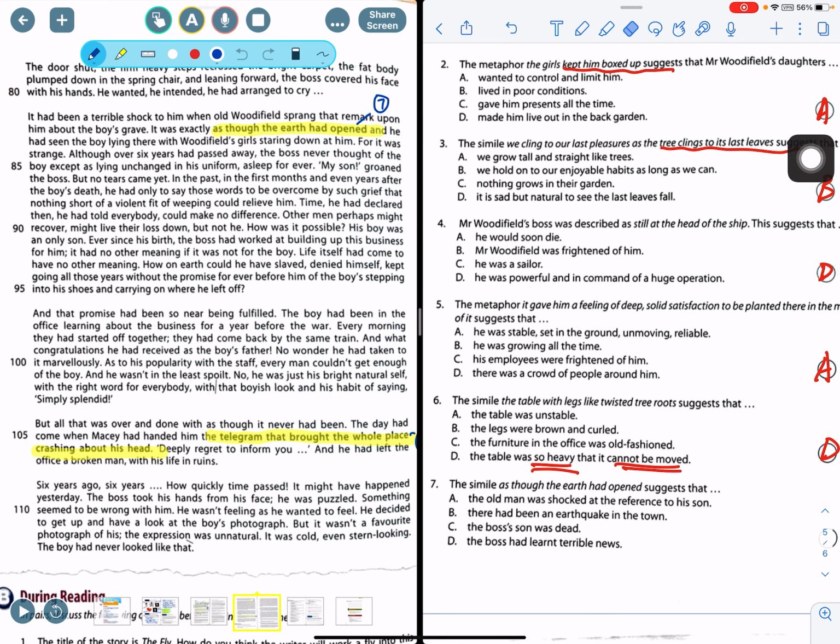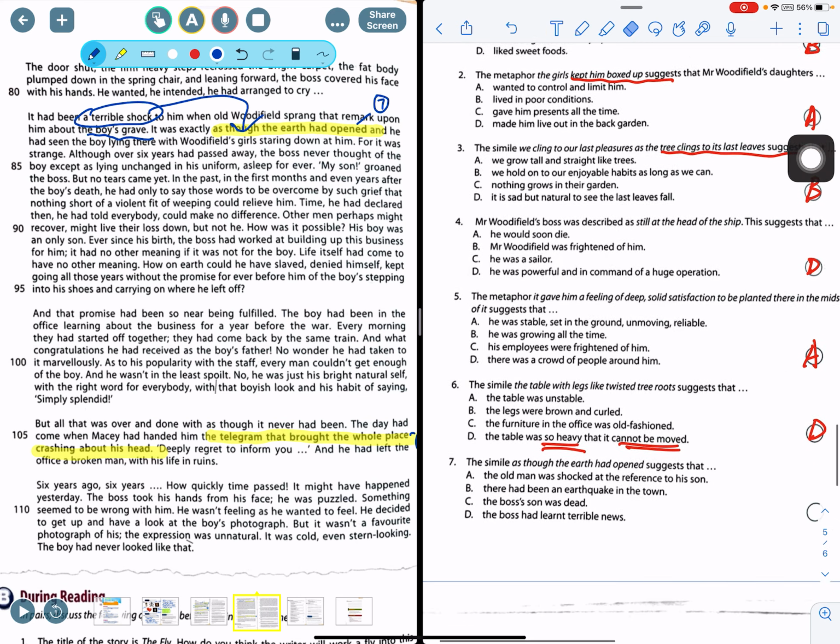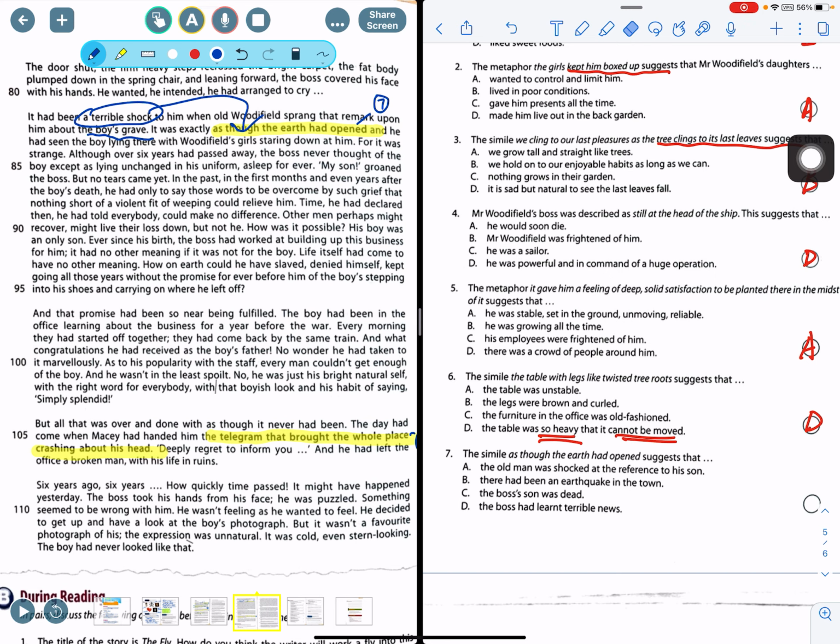It has been a terrible shock to him when old Widerfield sprang that remark upon him about the boy's grave. Terrible shock, as though the earth had opened. Just learn about the boy's death. So what kind of emotion is that? Of course it's shock at the reference to his son. Because of the boy's grave, he didn't even know it, and it was a terrible shock to him. So A for this one.